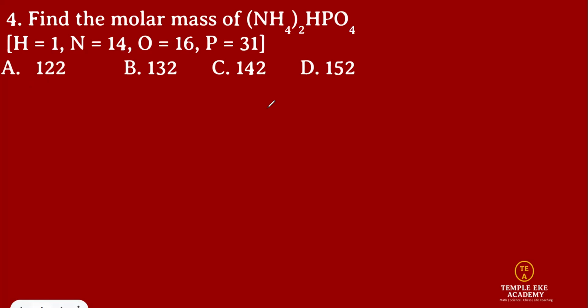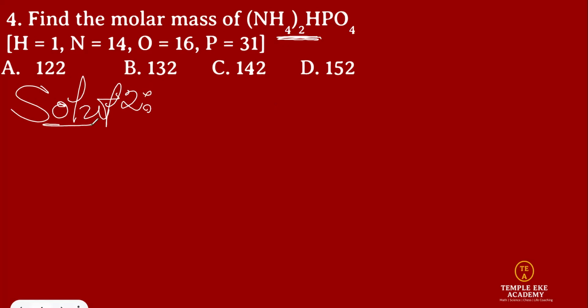We are expected to find the molar mass of this compound, ammonium hydrogen tetraoxophosphate(V), the chemical formula given. Let's get straight into the solution. Now we have the compound (NH4)2HPO4. And we're given these relative atomic masses right there.